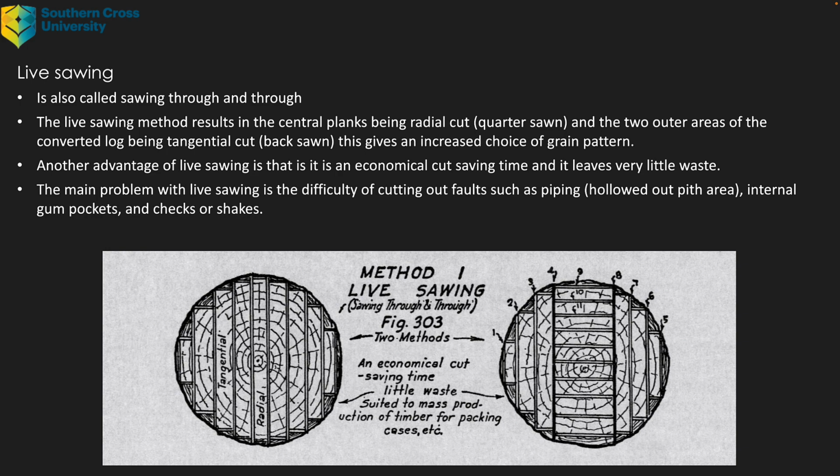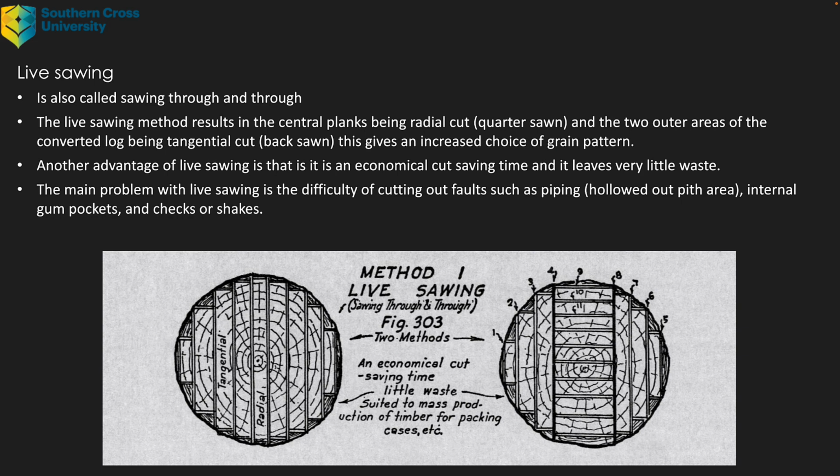So the first method we're going to look at, and there's three methods of converting timber that we're going to look at, is live sawing. And it's also called sawing through and through. One of the things we've got to be very careful about here is that in other parts of the world, they use different terminology. And so you could find lots of different ways to call this process, but we just have to be careful that we use the appropriate terminology for the Australian context. So it's also known as through and through sawing.